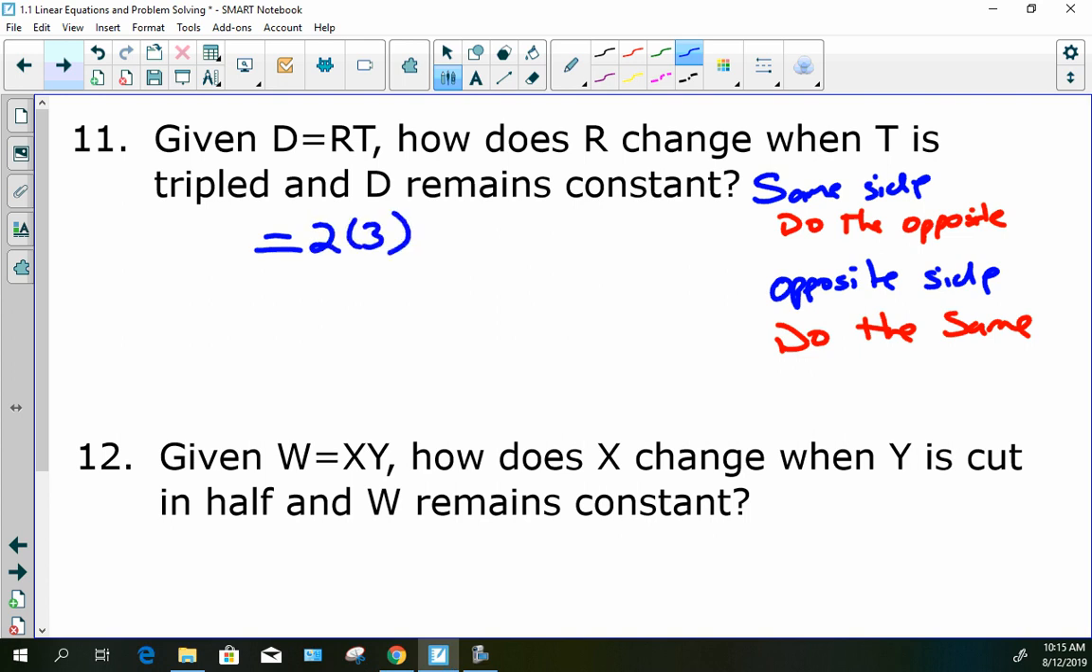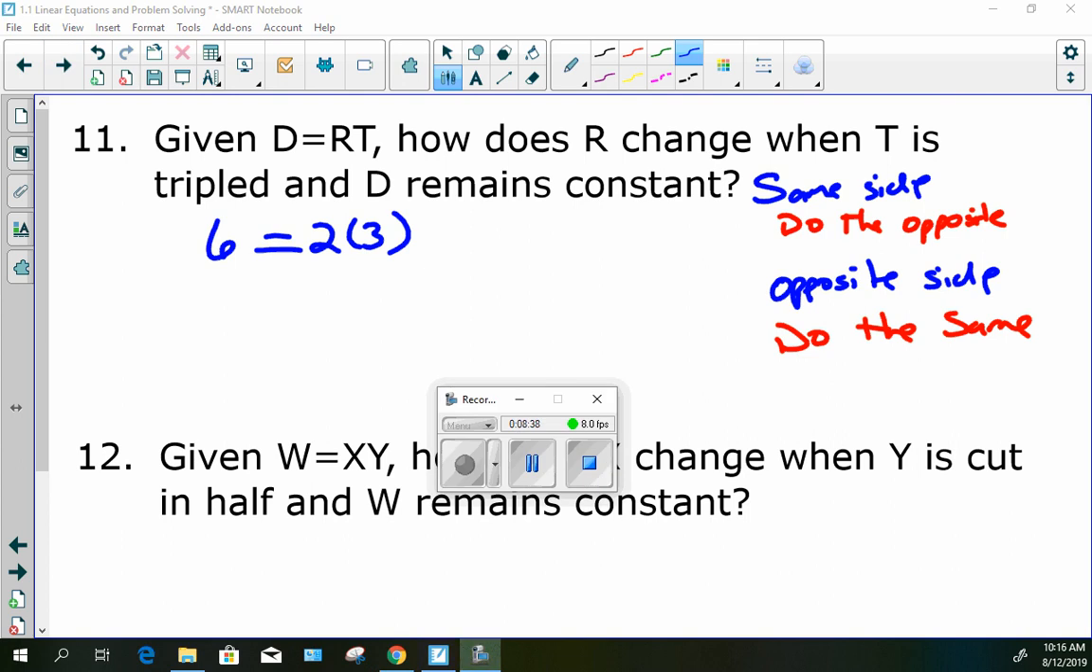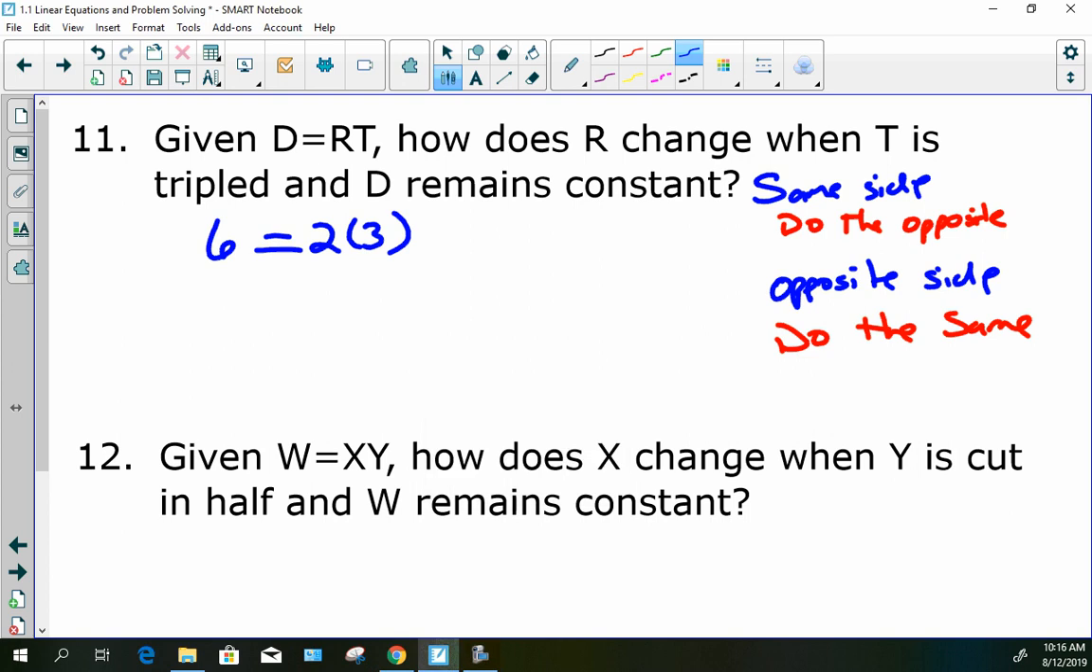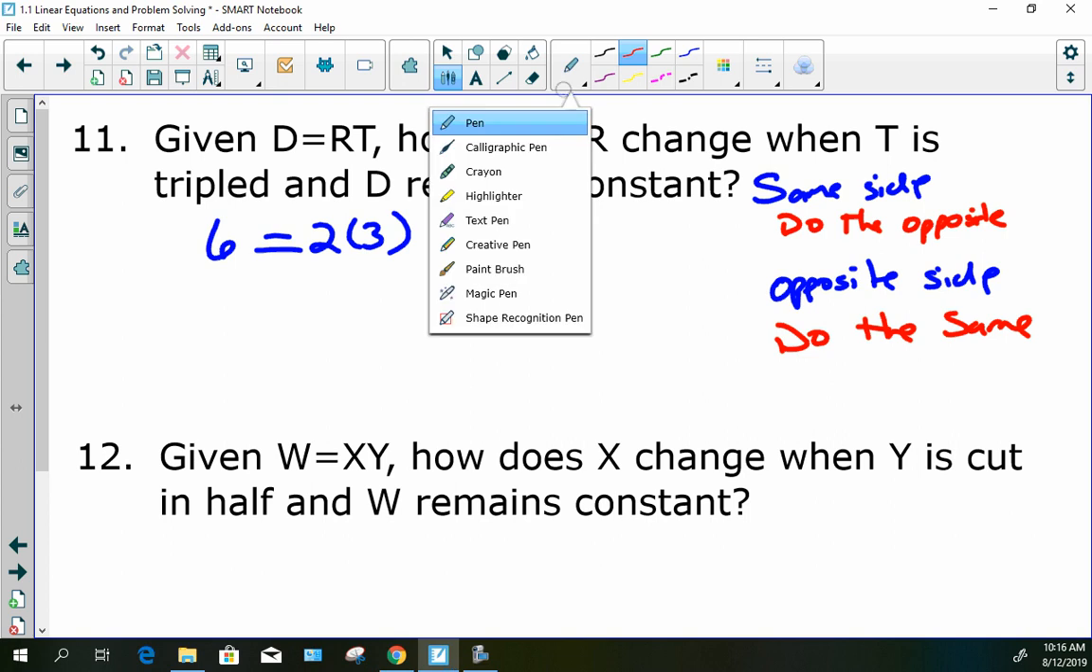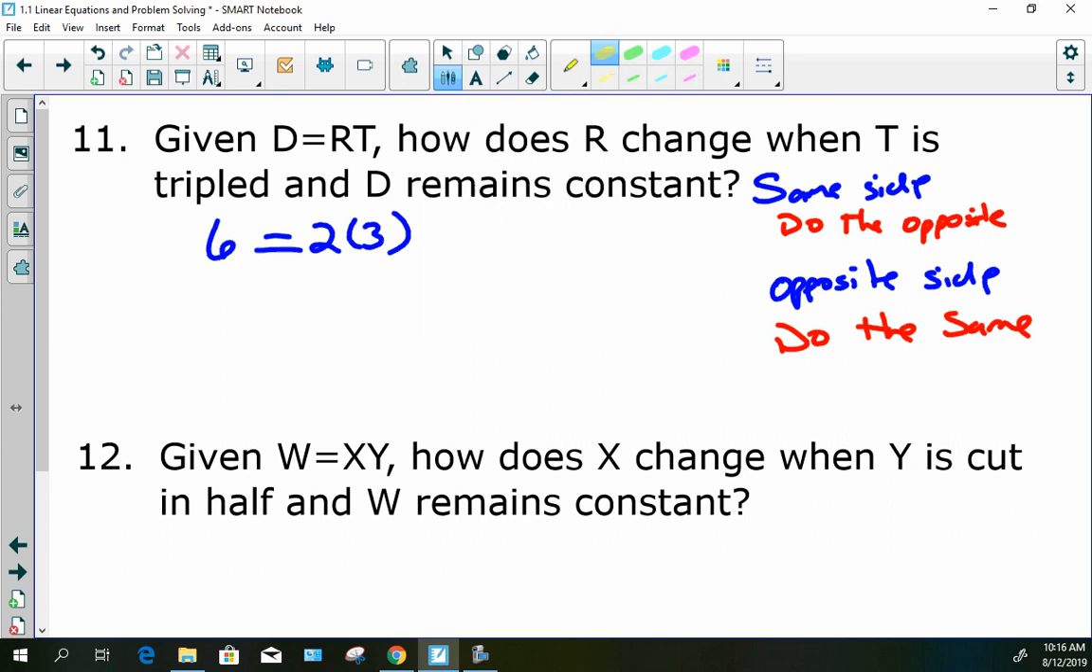2 times 3 equals 6. Now this has to be true. You can't say, oh, 2 times 3 equals 12. You make up numbers, but it has to be true. So what are we doing? They want to know, how does R change? What number is my R? It's my 2, right? How does R change when T is tripled and D remains constant?